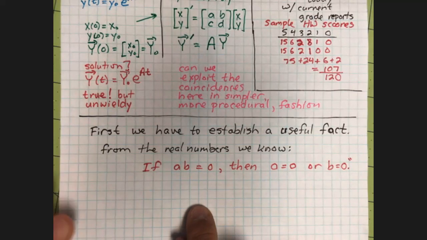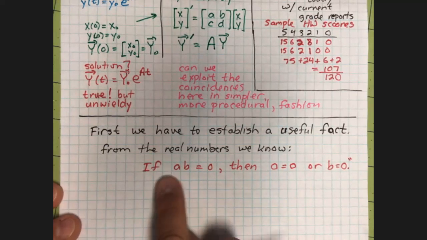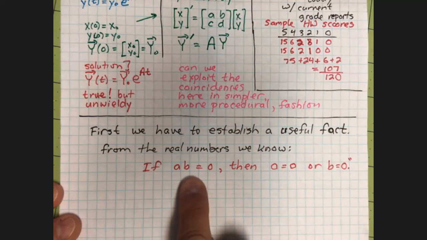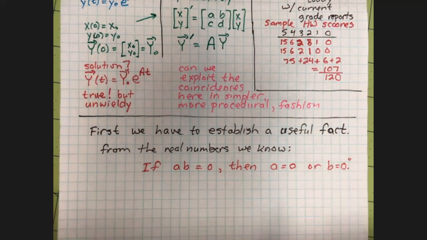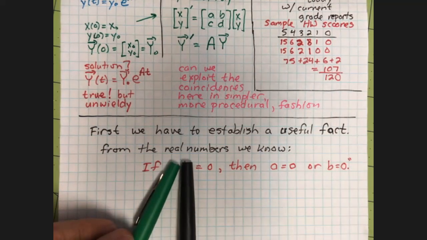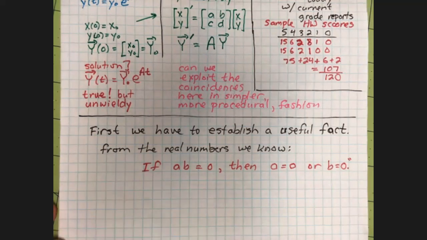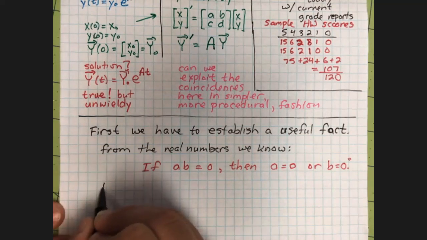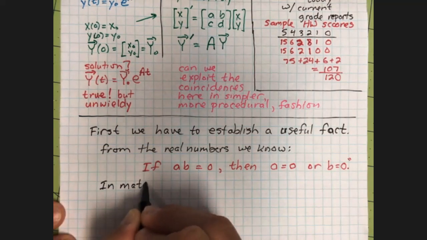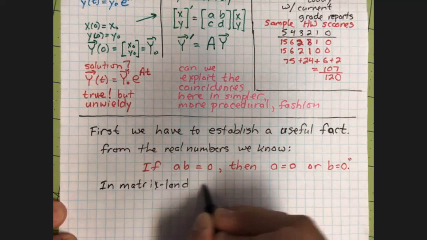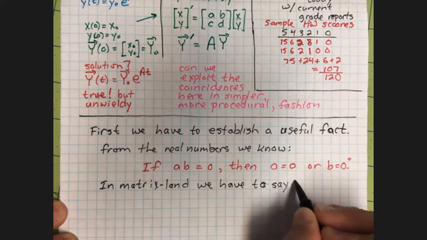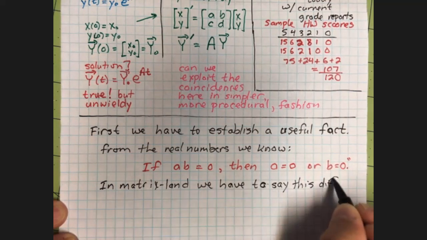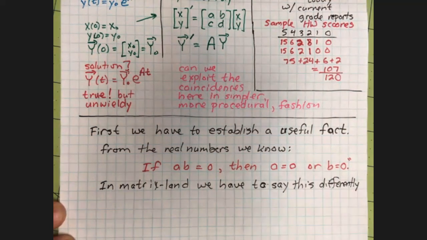If you factor something and the product of the factors is equal to zero, then one of the factors is equal to zero. So you take this as a given. You're never going to multiply 2 and 3 and get zero. And in fact, if I cover up these two numbers and tell you their product is zero, you're guaranteed that there's either a zero under my green pen or there's a zero under my black pen. So you take that as granted. But in matrix land, it's not exactly that way. We have to say this differently. This is such an important fact that I'm taking that moment to write it down.